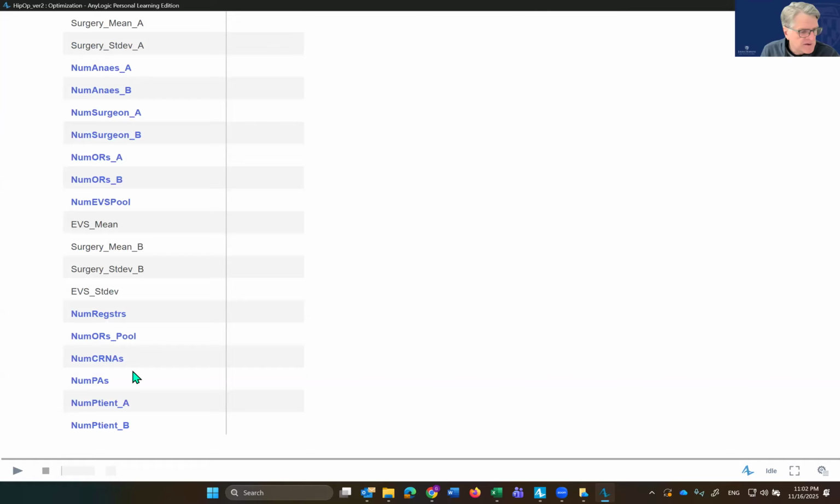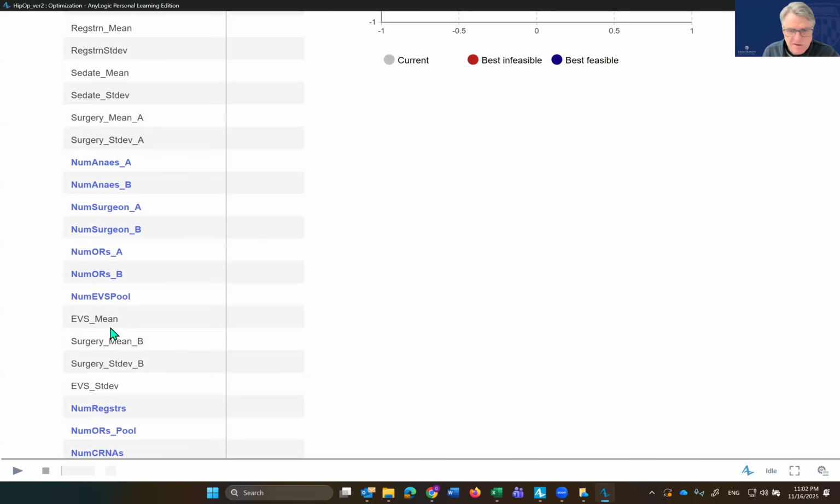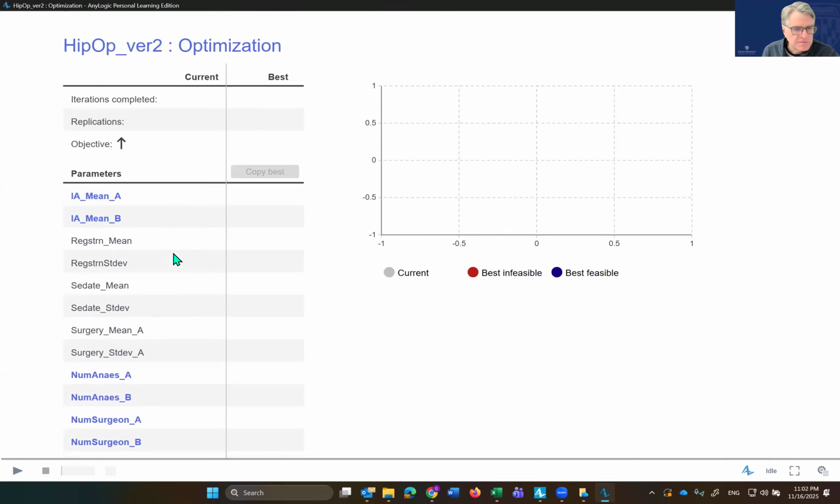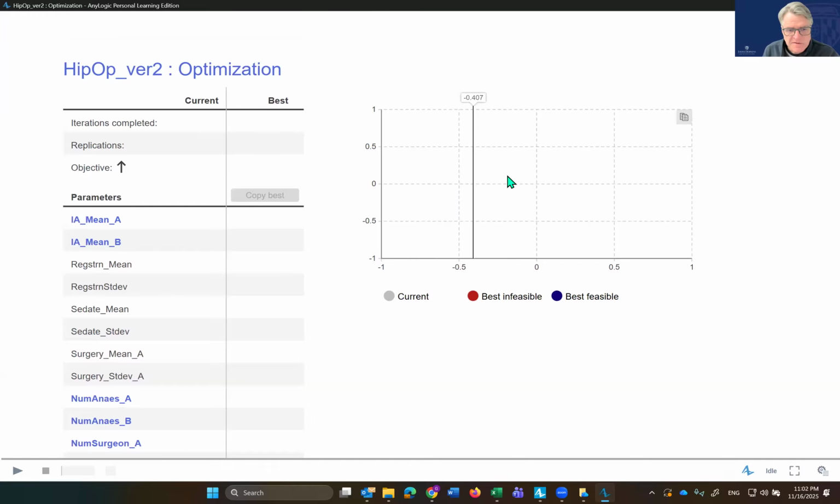So you can see everything that is changeable shown in blue. The ones that are fixed values are shown here in black. And then it's going to score each set of parameters. In other words, each proposed scenario, score it, show if it's feasible or not. And then it's going to keep track of the best one here. So let's go.